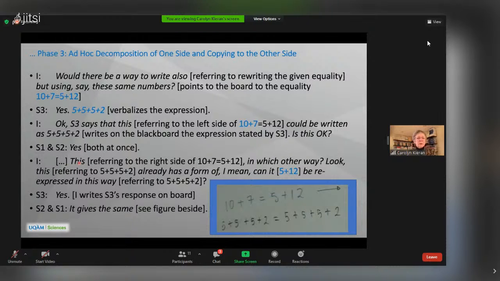So the interviewer says this, referring to the right side of the given equality. In which other way can this be rewritten? Can it be expressed this way? Student 3 says yes. So the interviewer writes the corresponding expression on the right side. And student 2 and student 1 say it gives the same.